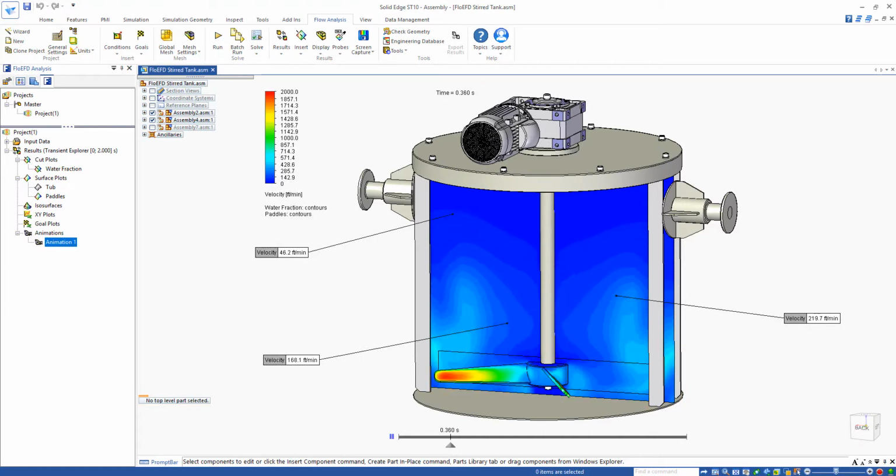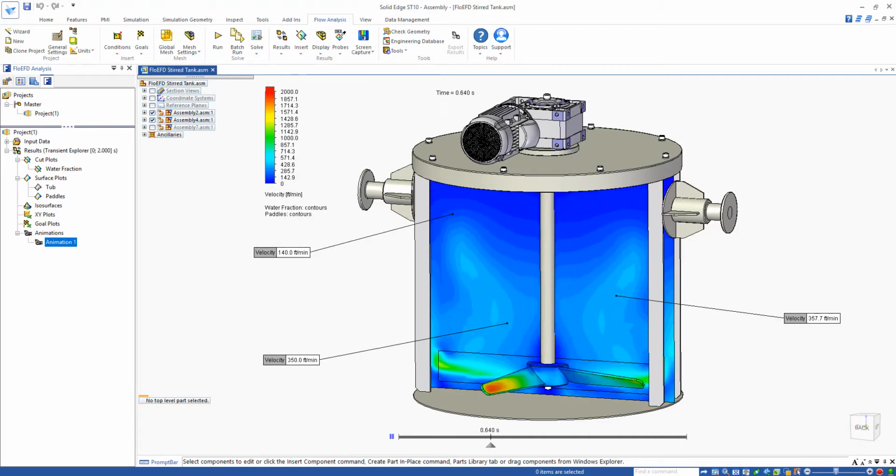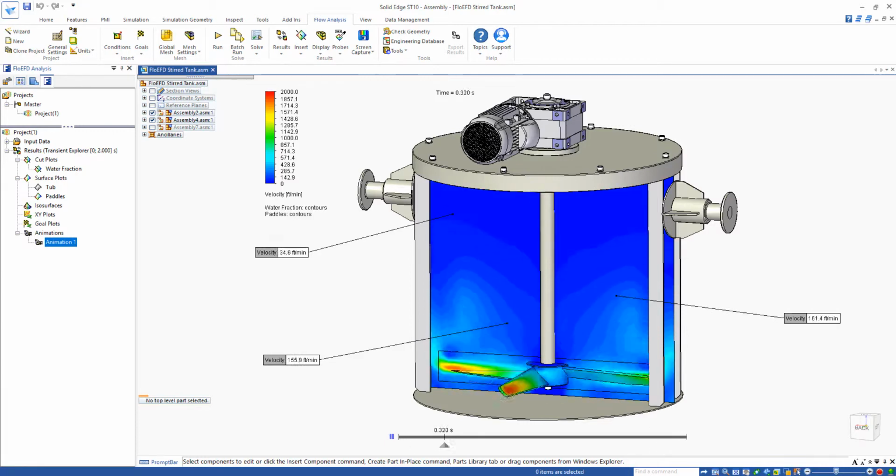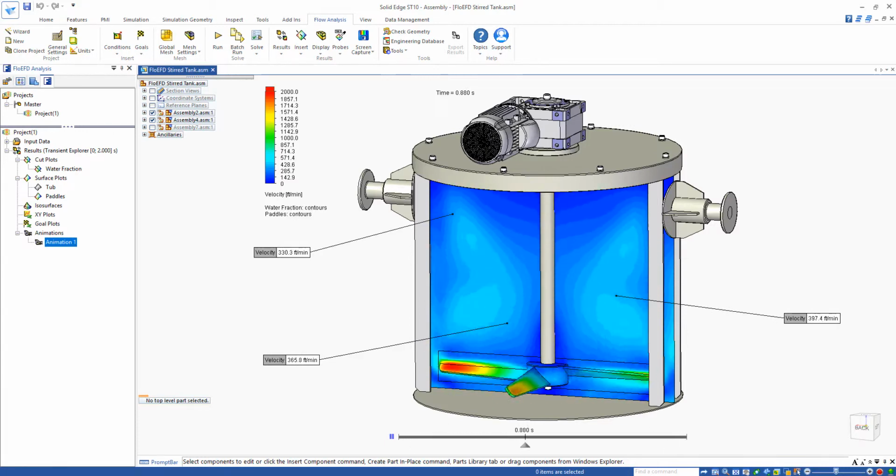This is the same plot, but this time colored by fluid velocity. We can see the high velocity region on the moving paddles. We can also see the flow develop as it moves up the inner sides of the tank and then back down the center. The maximum velocity of around 2,000 feet per minute can be seen around the paddles.